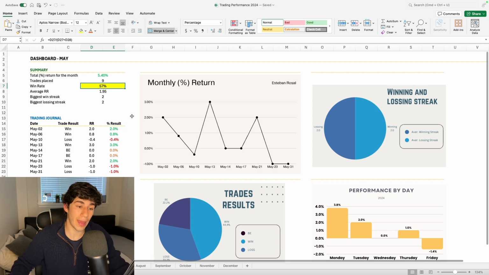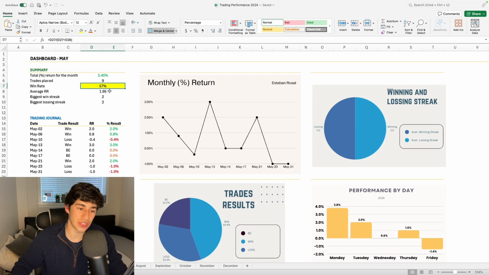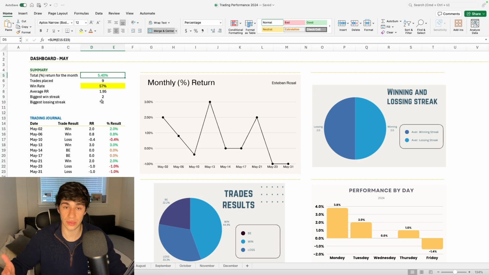But if we go to May, we can see that the average RR increased substantially, and it was kind of a 1-to-2, which is what I usually aim for, and that basically demonstrates one of the main reasons why my profit was higher, right? My biggest win streak was 2, so I won 2 trades in a row at max, and my biggest losing streak was 2, which means that I lost 2 trades in a row at max.